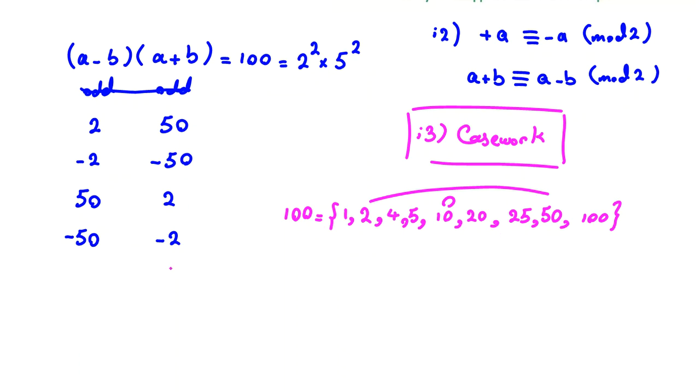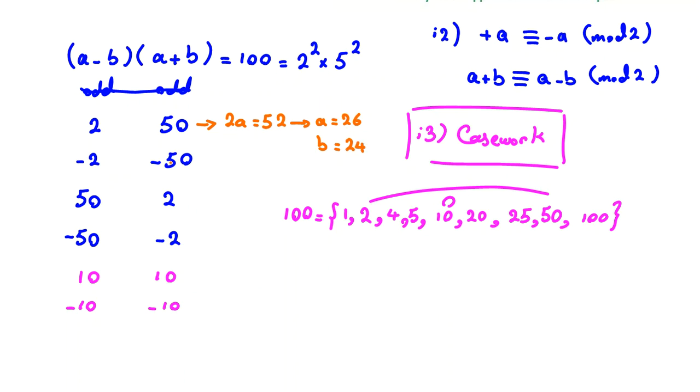Now here we can write 10, 10, negative 10, negative 10. And the problem asks what a plus b is. For each of them, we can find a and b. Let me tell you how. Say a minus b is 2 and a plus b is 50. If you add these two terms, a minus b plus a plus b is 2a. 2a is 2 plus 50, which is 52. So a is 26. Okay? And b will be what? 26 minus what is 2? 24.